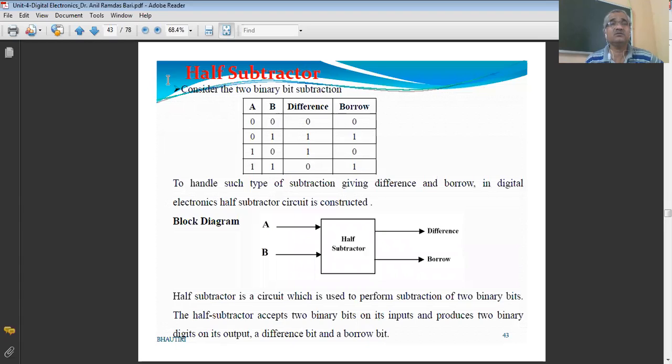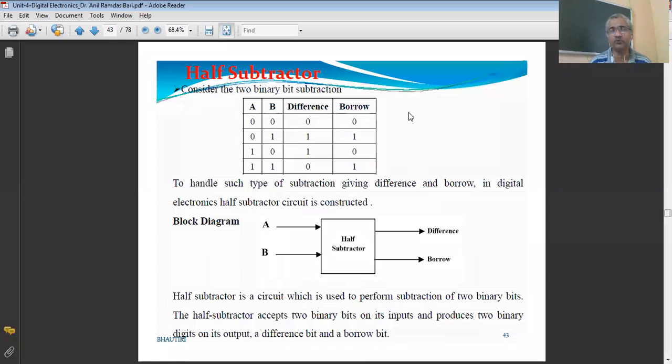Now let us move to the next important topic, that is the half subtractor. Similar to the half adder, there is a half subtractor. In the half subtractor we will subtract 2 bits. The subtraction of 2 bits produces a borrow as well as the difference.